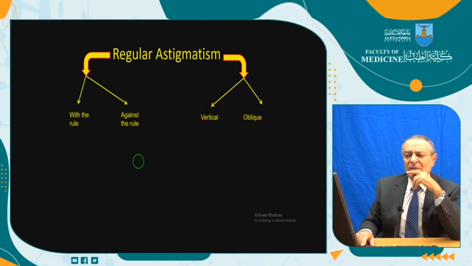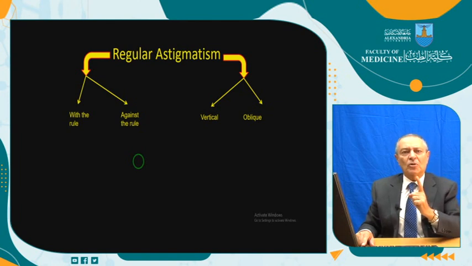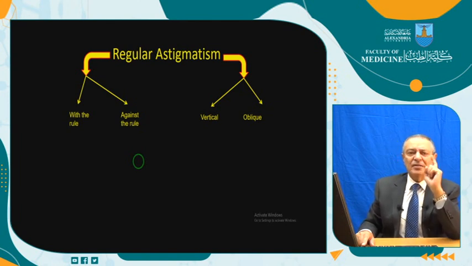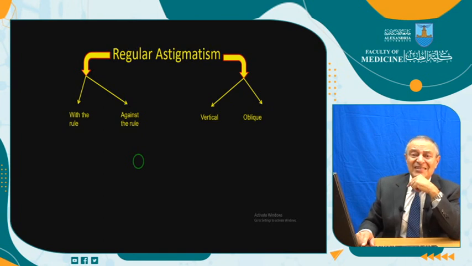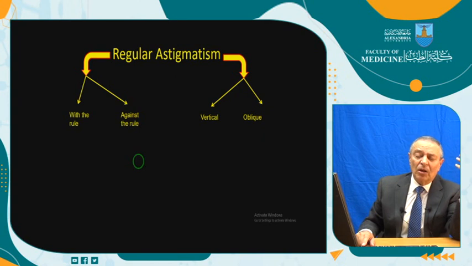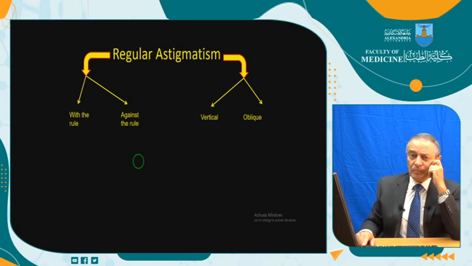And this regular astigmatism can be with the rule or against the rule. With the rule meaning that the vertical meridian is more curved than the horizontal meridian. Against the rule is the vertical meridian less curved than the horizontal meridian. This is not an important issue because both of them are corrected with glasses.